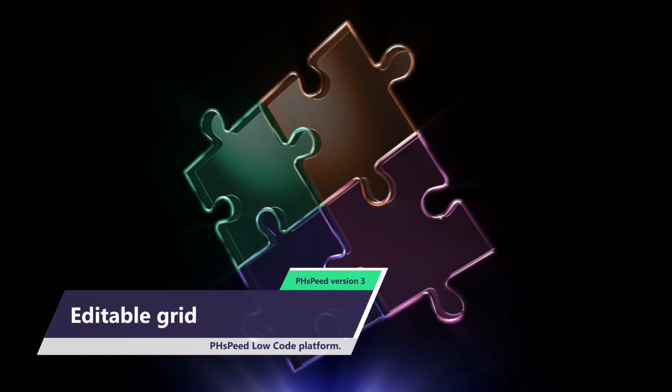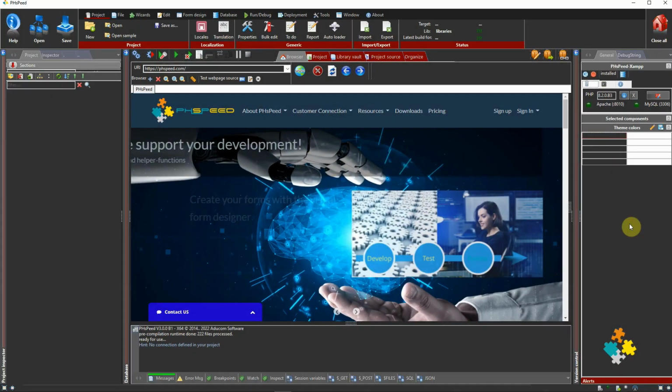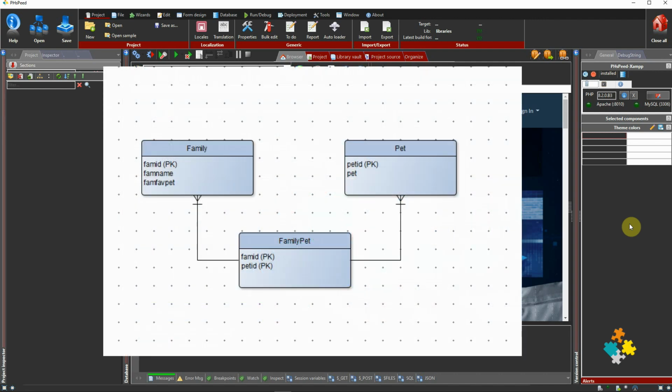My name is Rosie, and I will show a feature available in PHsPeed version 3. First, I will make an editable grid from a standard database grid. Next, I will use the wizard to create an editable grid and show you how to make a drop-down in the grid. I will use the pets database that you can see here. A family can have one or more pets, and each person can select a favorite pet.